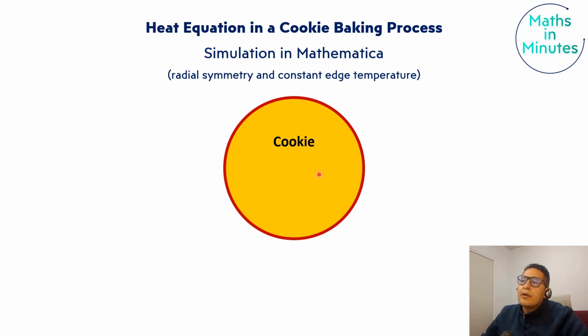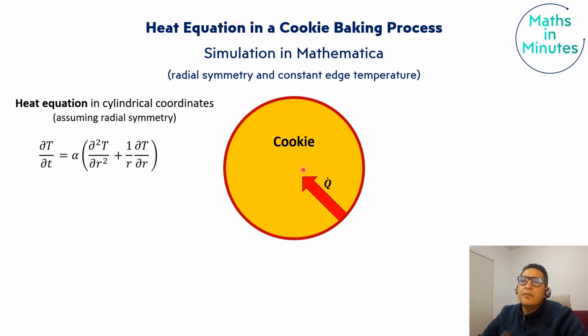So we are considering a circular cookie that is very common, and of course not a specific oven because we will just focus on the cookie. As usual, the heat is transferring from the edge to the center of the cookie, and the mathematical model that can apply to this phenomenon is the heat equation. In particular, we are using cylindrical coordinates, and as I said, assuming radial symmetry.